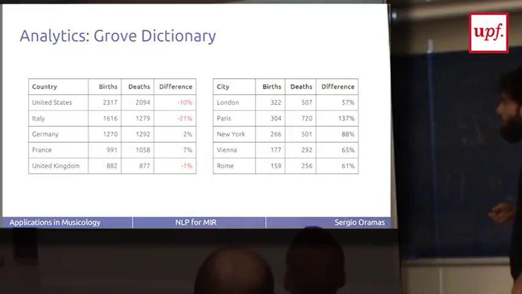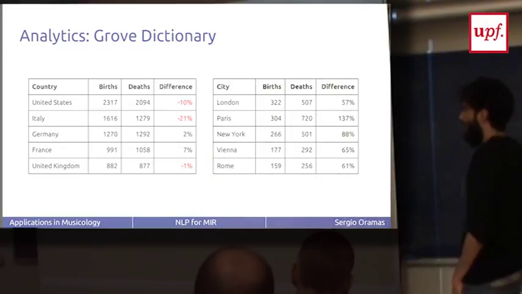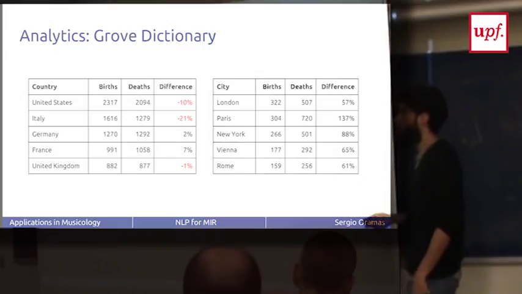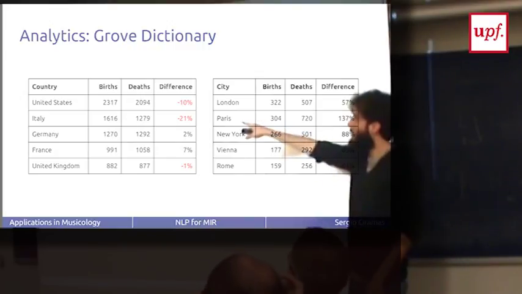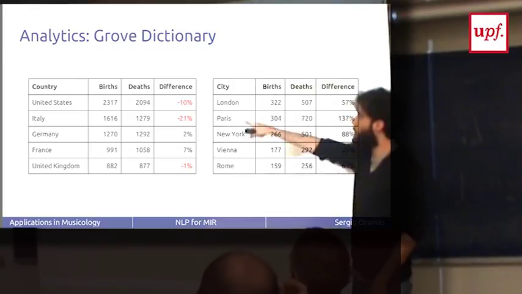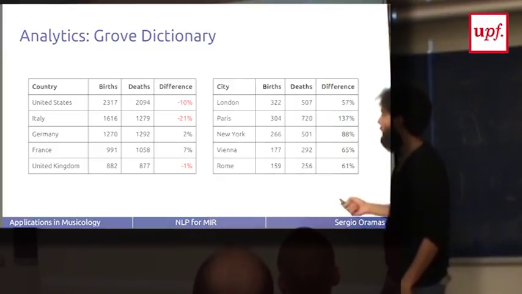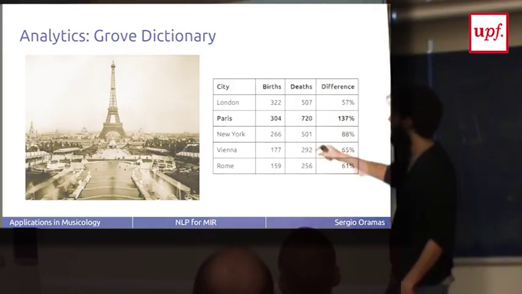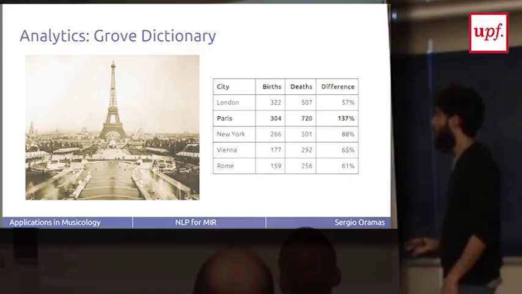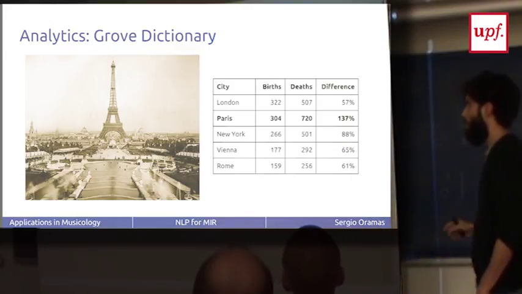Well, we also tried to analyze the migratory tendencies of artists. So we have the number of artists that were born in a country and the ones who died in that country, and also in cities. And the most interesting thing we found is that Paris seems to be a very nice city to go to in the last days of your life.